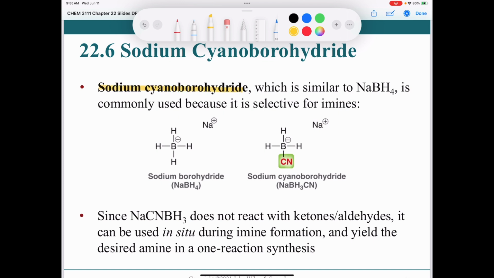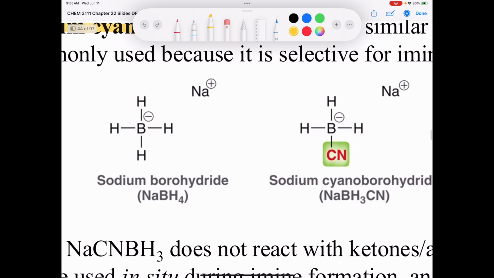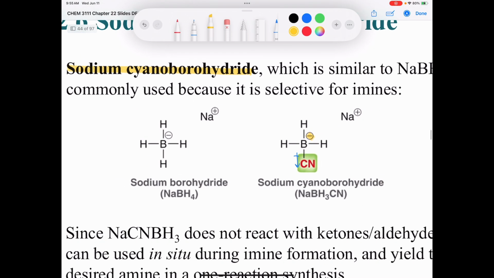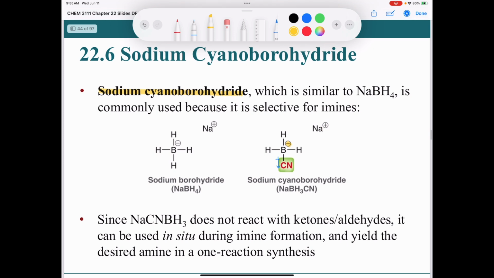Okay, the structure is here. You can see the formula is here. So sodium cyanoborohydride, and you can see that the only difference between sodium cyanoborohydride and sodium borohydride is that you replaced one of the hydrogens with a nitrile, right? That's all you did. You replaced it with a cyano group. But you know that a cyano is electron withdrawing. So since this is electron withdrawing, it stabilizes the negative charge on the boron, which renders this a weaker reducing agent than sodium borohydride. So you see here it says sodium cyanoborohydride does not react with ketones or aldehydes.